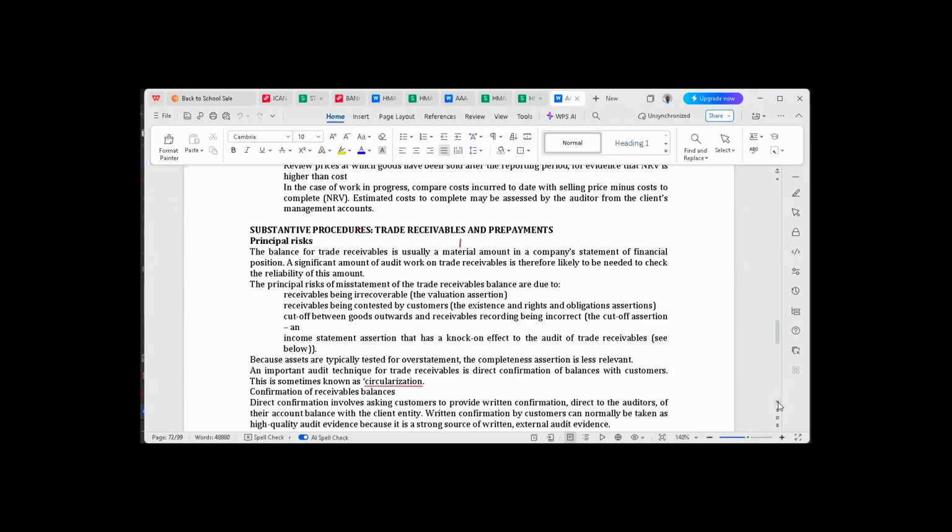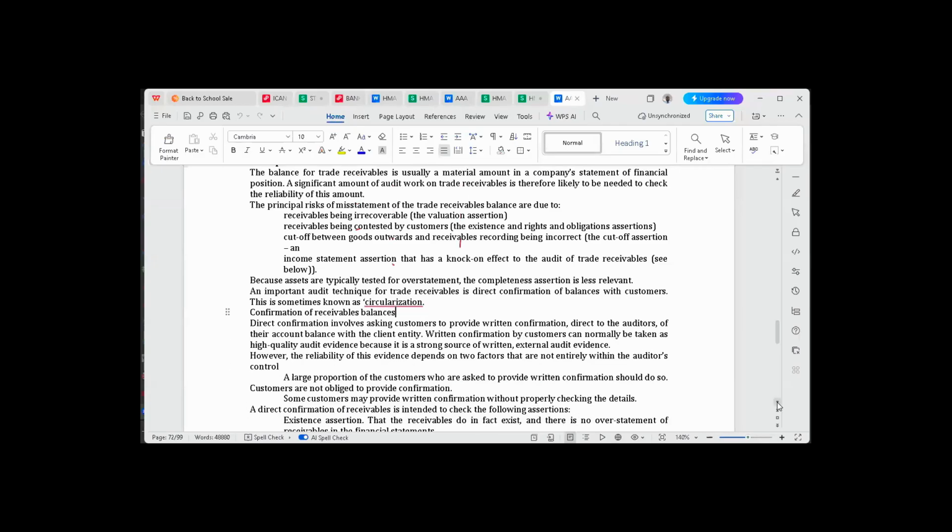All right. So circularization can be of two types. You have positive circularization and you have negative circularization. Now, positive circularization is a procedure that says that the customers, whether they agree or they disagree with the balances, must provide a response. Whether they have a balance or they don't have a balance, for positive, they must provide.